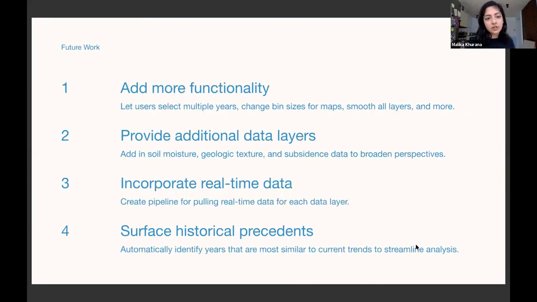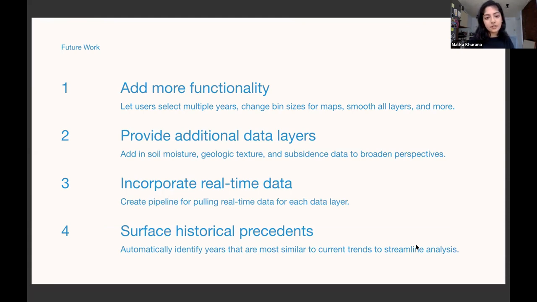In terms of future work, we see a lot of opportunities to keep adding more functionality to this. So right now it's a fixed 3-year window that you're looking at. And that's because you can focus on a single year, as well as kind of the peripheral vision around it. But we could imagine users wanting to select bigger ranges than that. Also changing different bin sizes for the map. So changing that size of the grid of the map. And then smoothing all the layers more. And I think there's a lot more sort of data analysis that could happen.